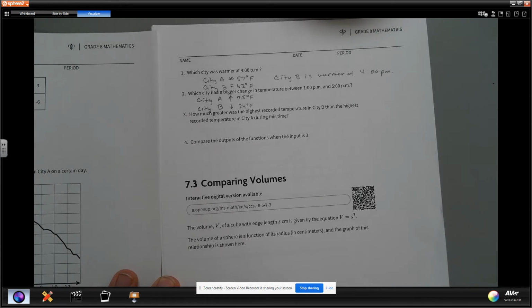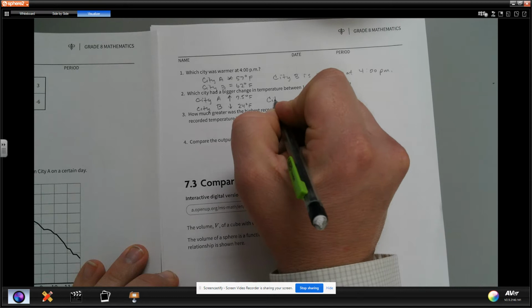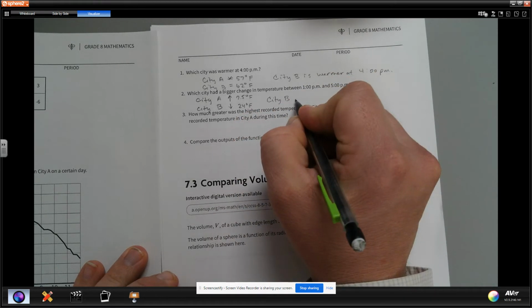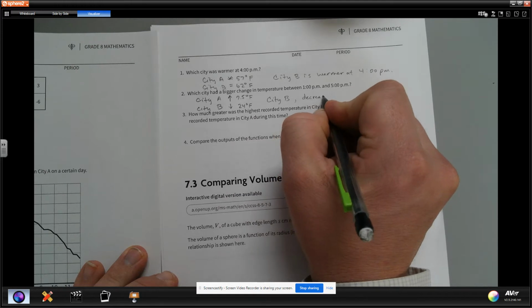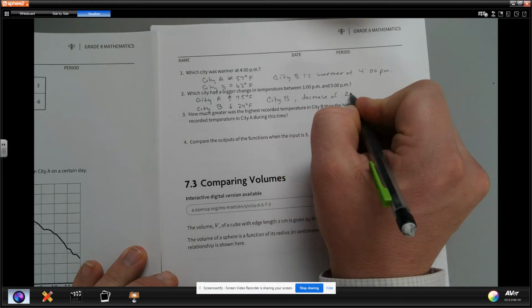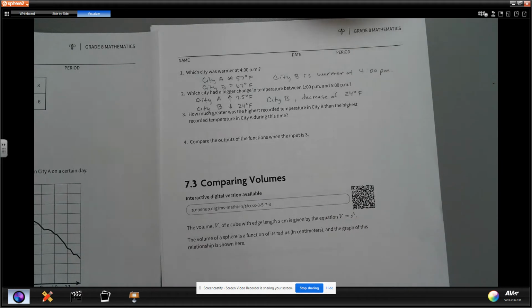What we would say with this one then is city B makes the biggest change because we're looking at a decrease of 24 degrees. I'd say probably stay out of that city if you don't like cold weather.